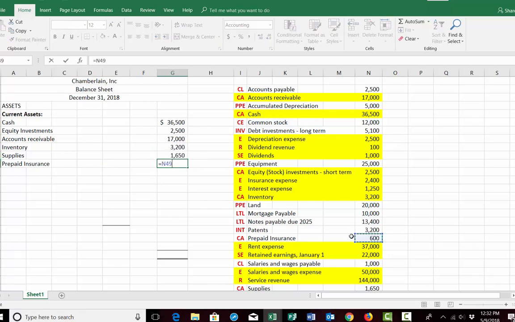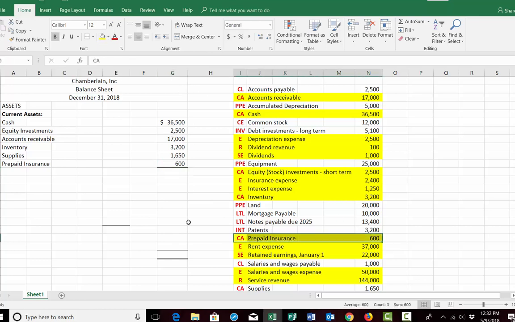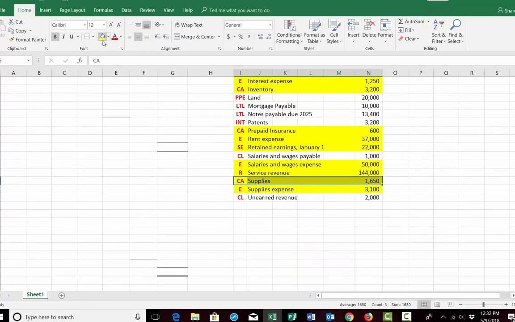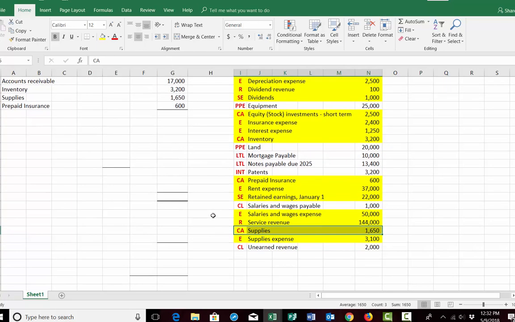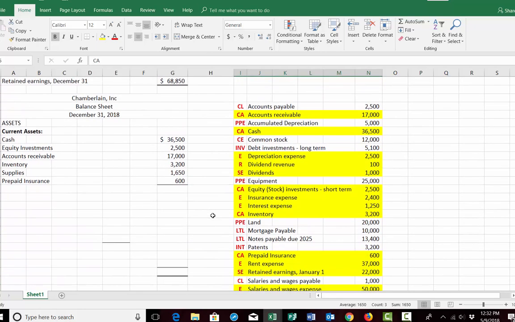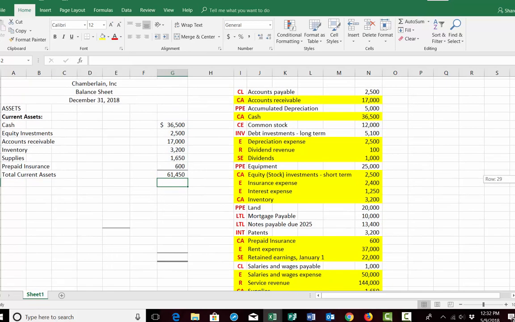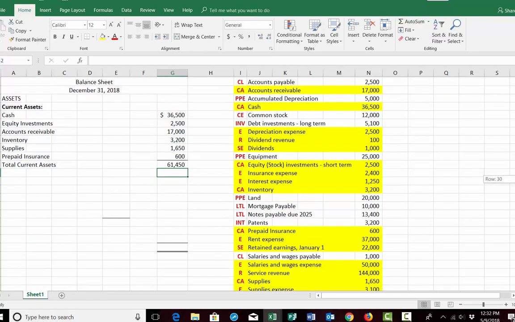Okay, so let's highlight these, and then we should be done with all of our current assets. Okay, let's see, is everything done? Yes, all of our current assets are done. So now we're going to call this total current assets. I'm going to add these up, and that's our total current assets. Okay, move this up a little.